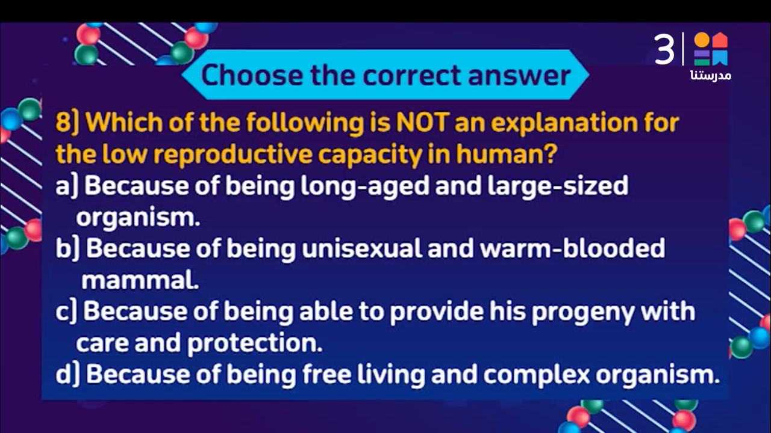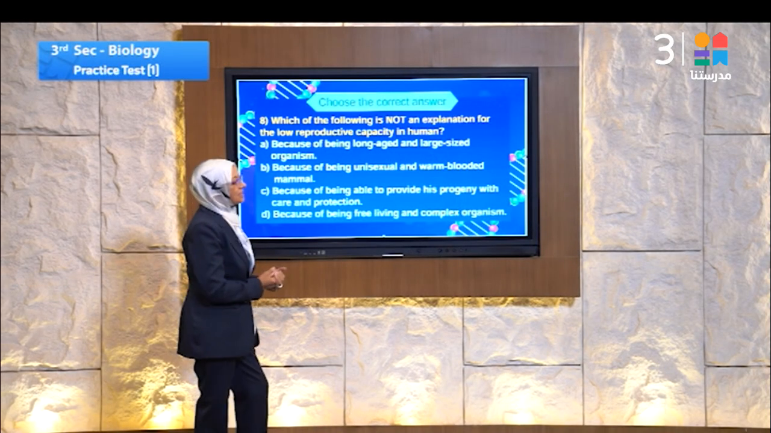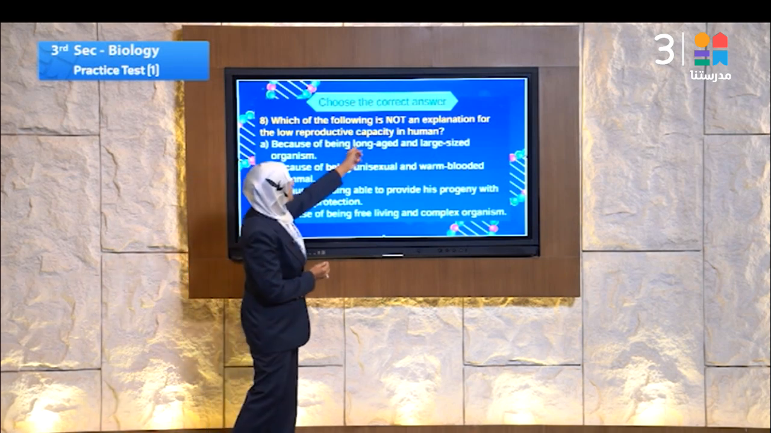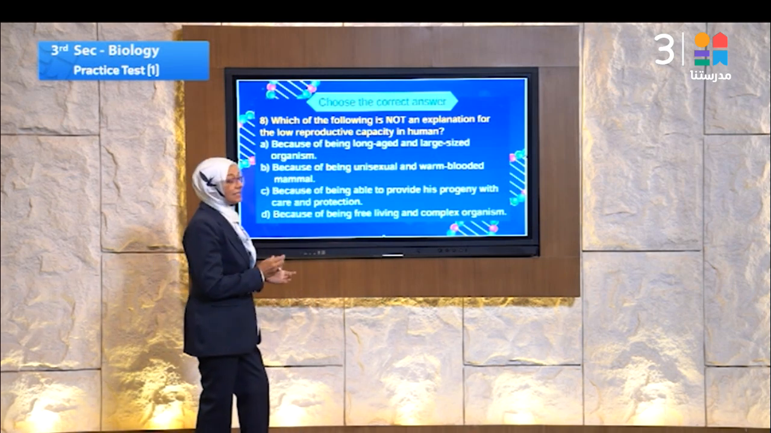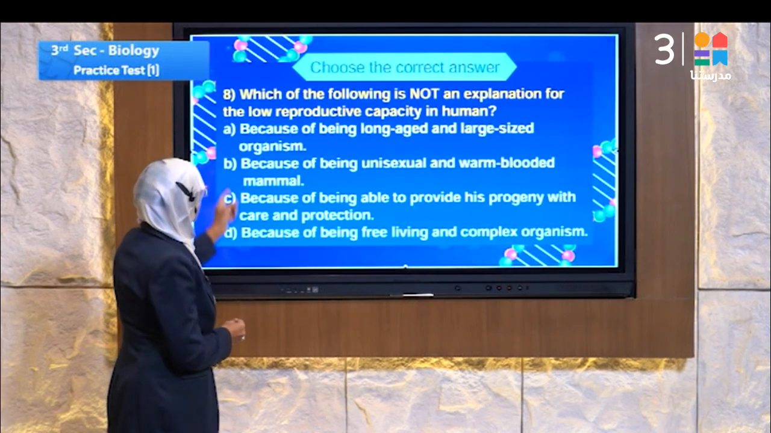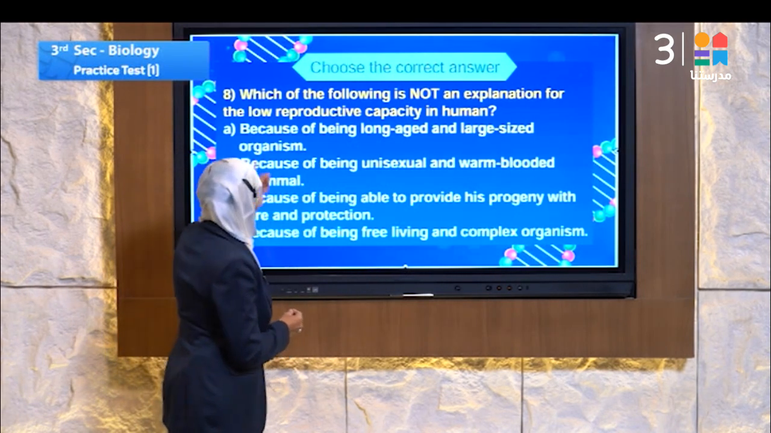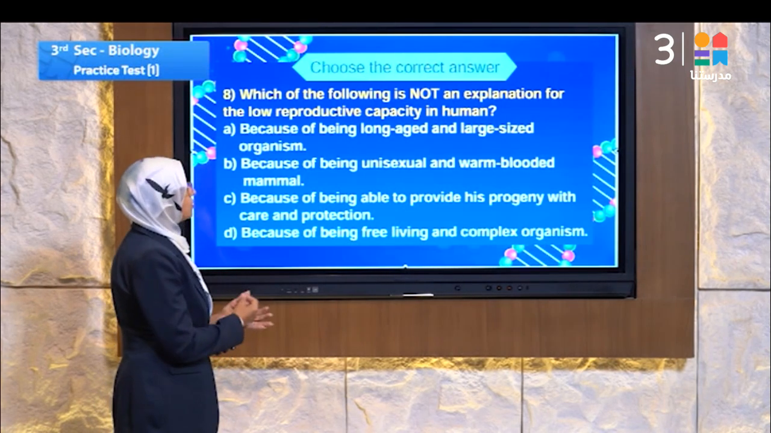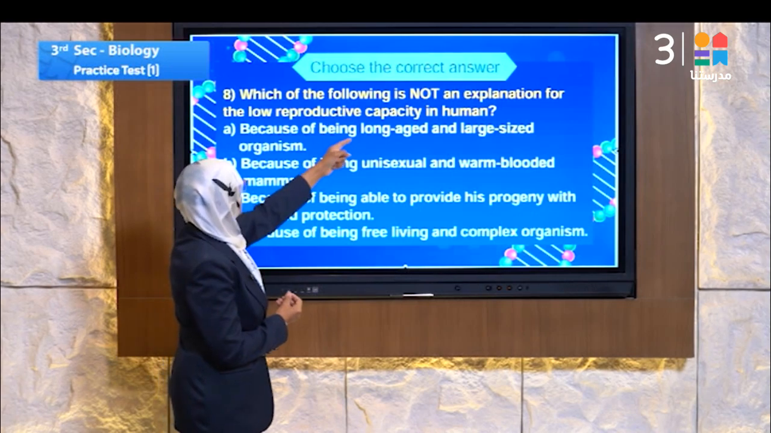Let's go to number 8. Speak about the reproduction again. The reproduction here, let's read the question and see what we decide. 8. Which of the following is not an explanation for the low reproductive capacity in humans? We must consider that there is not an explanation. Let's read the choices. Number A, because of being a long-aged and large-sized organism. Yes, humans are long-aged. It's not. Let's consider it.